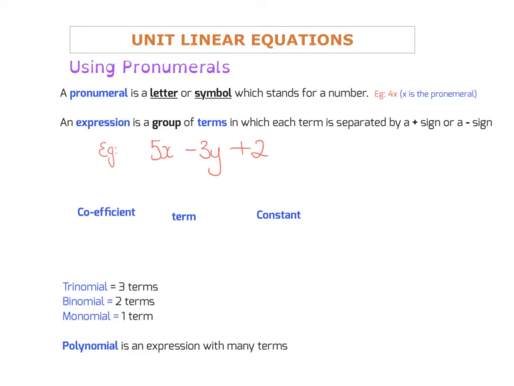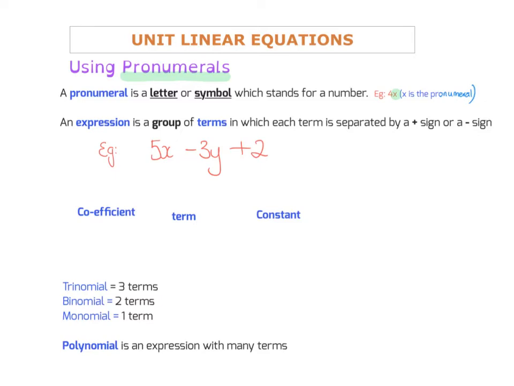So here we go. We're going to start off talking about using pronumerals. A pronumeral is a letter or symbol that stands for a number. So for example, if you have 4x, x, the letter x, is the pronumeral. When we're using that letter x, at the time we don't know what it stands for. Maybe later they might say, what if x is 2, and so then you substitute that in. But at the moment we just don't know what x is. It'll be some number, so we just leave it as x. But x, the letter, is the pronumeral.